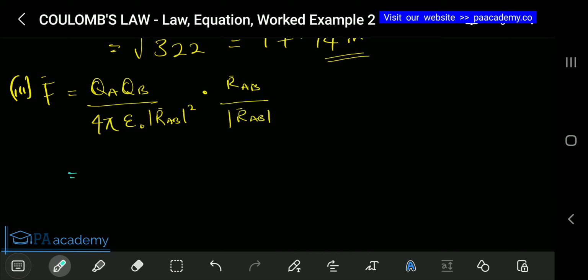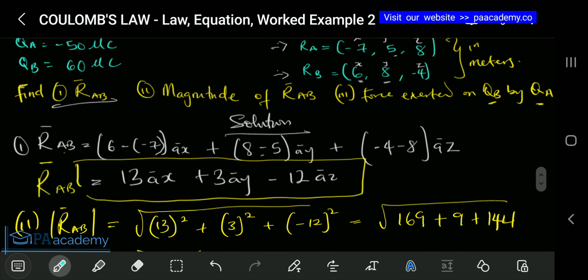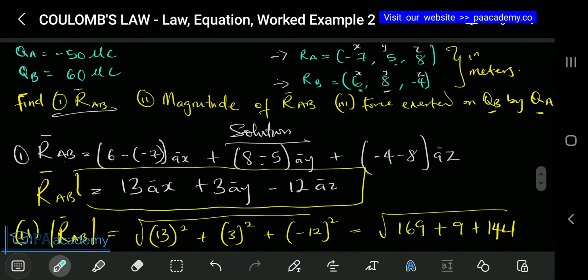All right, so now let's put in the values. Our QA, that's our charge at point A, is given as minus 50 microcoulombs, and that is the same as minus 50 times 10 raised to power minus 6. And then QB is 60 microcoulombs, which equals 60 times 10 raised to power minus 6. So you also have to take note of some of these units, when you have kilo and when you have micro. If you have mega, some can be pico and some can be nano. Exactly. So you have to know all of this.